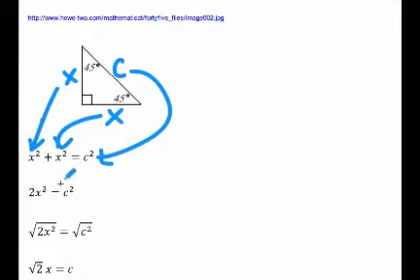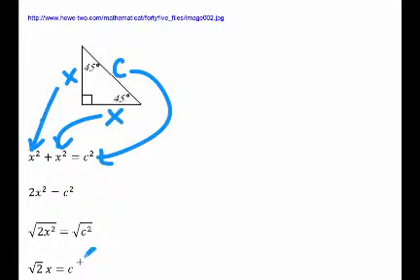So let's finish this off to its logical conclusion. We've got the 2x squared and the c squared, so let's take the square root of both sides. The square root of c squared is just c. We could talk about positive or negative c, but because we're talking about a distance, we only need the positive. Over here, we can take the square root of x squared, which is x, but then we end up with the square root of 2.